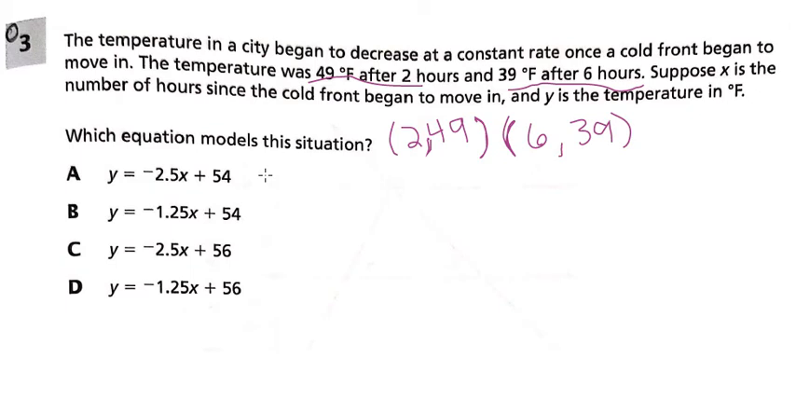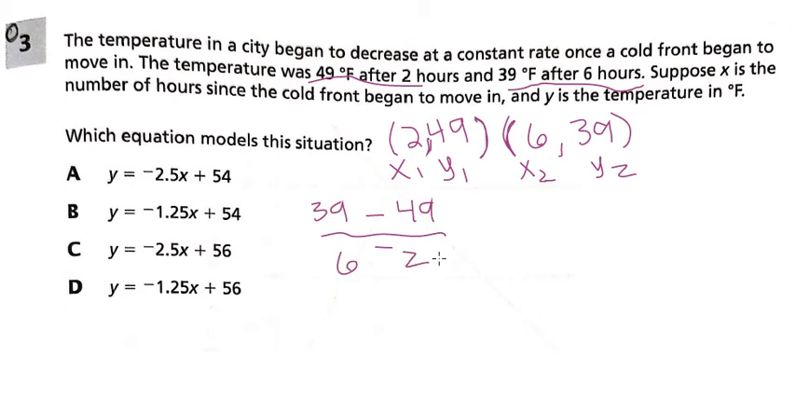So at this point, I have two ordered pairs. That gives me enough information to find the slope. So I've got x1, y1, x2, y2. So that's going to be 39 minus 49 over 6 minus 2. Well, 39 minus 49, and I'm taking away more than I started with, so I'm going to get a negative. That's going to be negative 10. And then 6 minus 2 is 4.